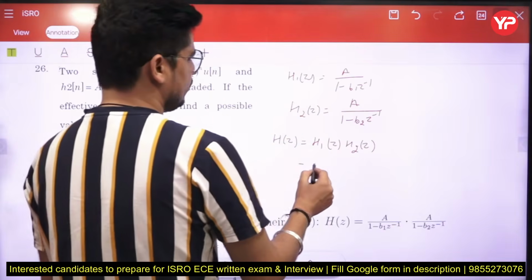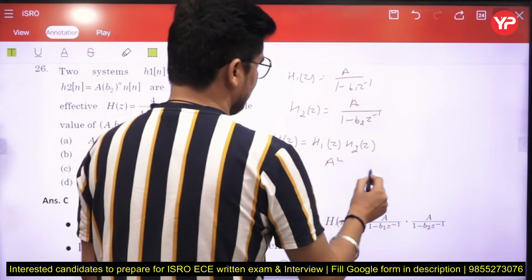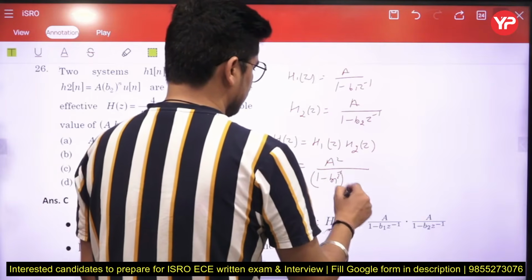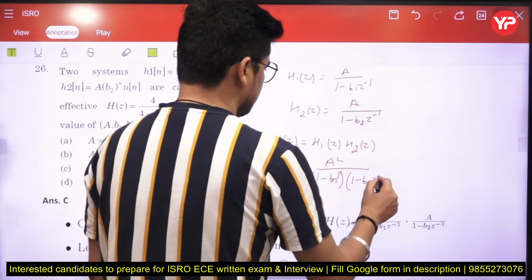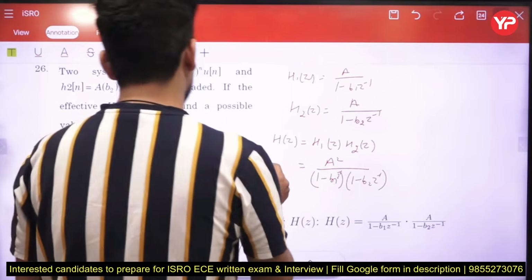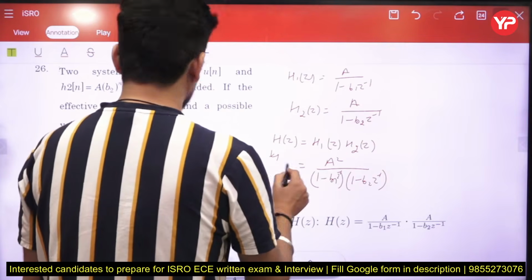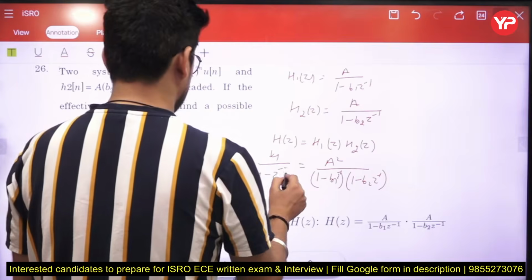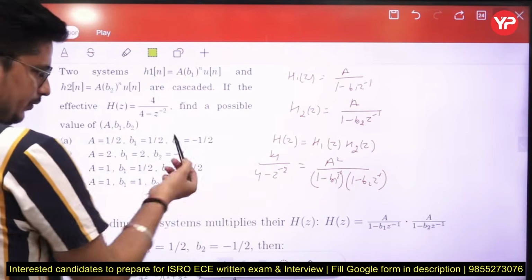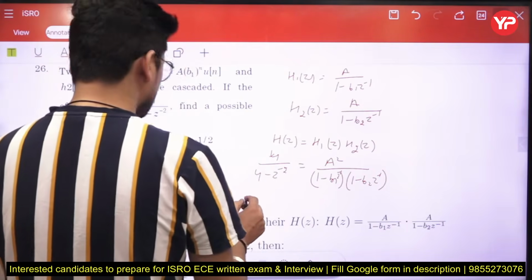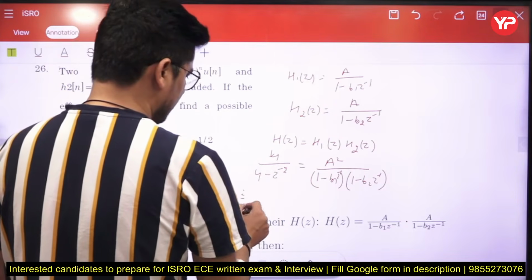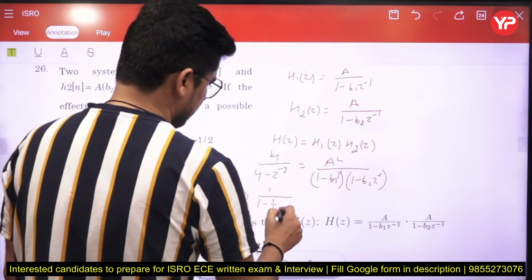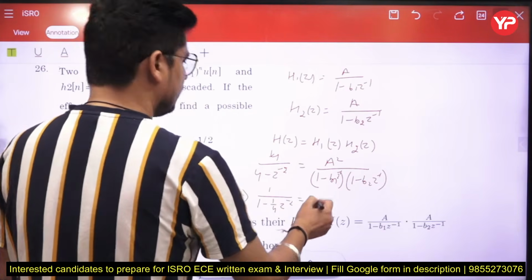So HZ is going to be A square divided by 1 minus B1 Z inverse times 1 minus B2 Z inverse. It should be equal to 4 upon 4 minus Z to the power minus 2. So I take the 4 out. I am only writing the right hand side, that becomes 1 upon 1 minus 1 by 4 Z to the power minus 2. It should be equal to this one.